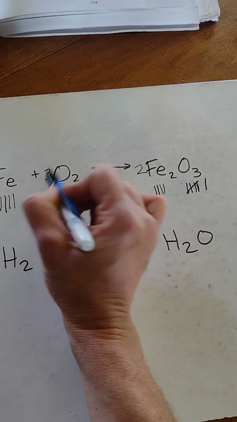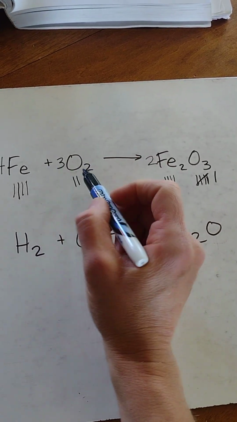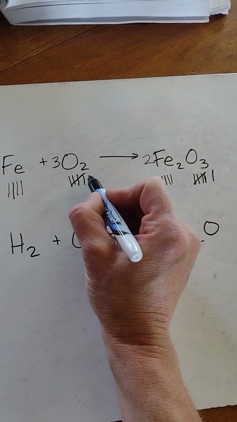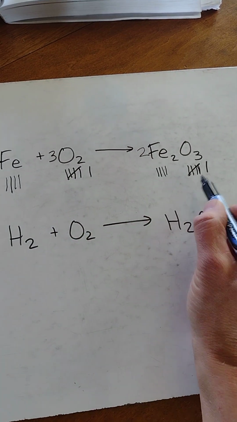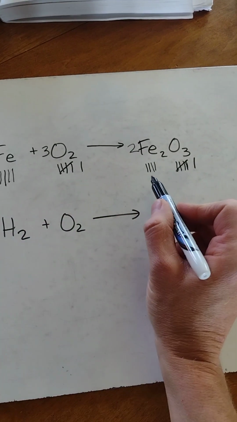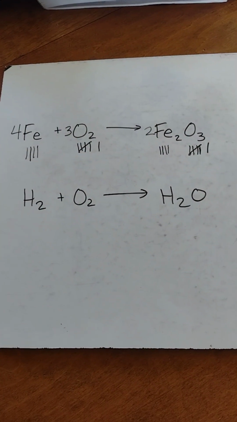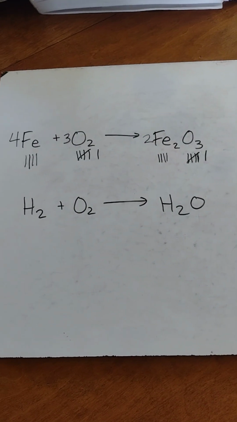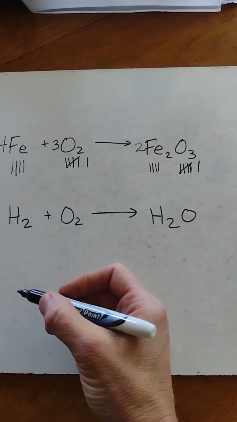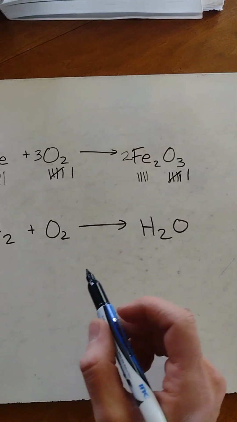Let's try 2 times 3 over here. 2 times 3, or 3 times 2, is 6. And then we have the same amount of oxygen atoms and the same amount of iron atoms, and we have a balanced equation. So that's what you're going to do to balance the equations. So you can do that with this one too.